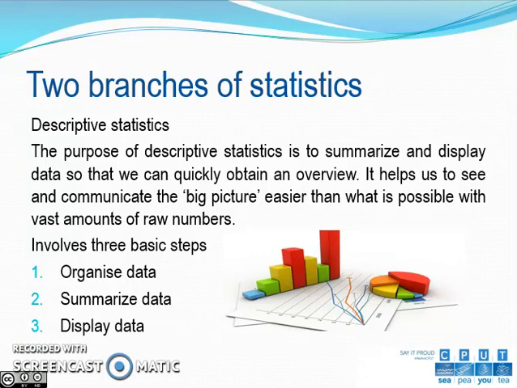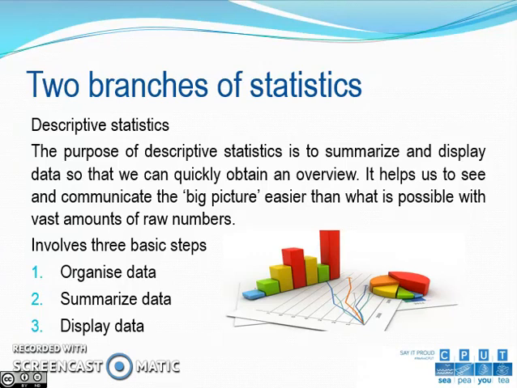But basically, there's a form of statistics that, within a snapshot, can tell you what is happening in a particular situation, in a particular environment. That statistics is called descriptive statistics. The purpose of descriptive statistics is to summarize and display data so that we can quickly obtain an overview. It helps us communicate and see the bigger picture quicker and easier than looking at lots of numbers that just don't make sense.